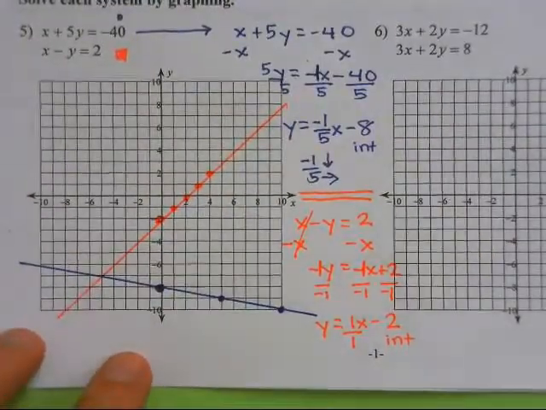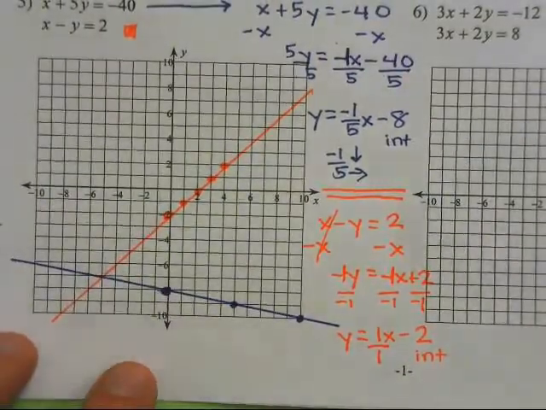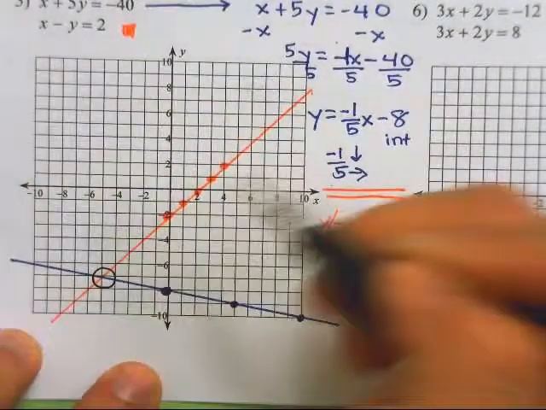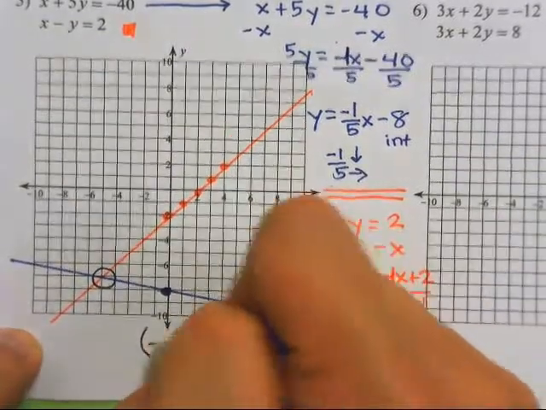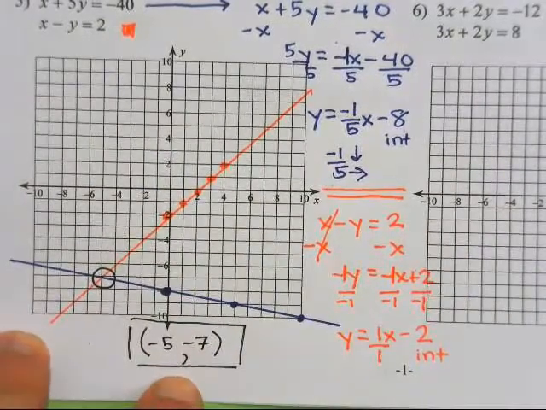If your lines are a little crooked, that is okay. Just kind of guesstimate where it should be intersecting, and it looks like it intersects over here. So what is that coordinate point, you guys? Negative 5, comma, negative 7. Okay. Negative 5, comma, negative 7.